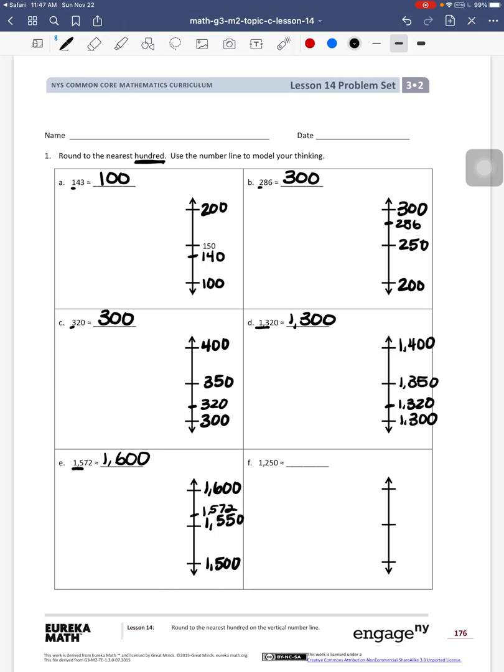All right, 1,250. Since, again, we're in the thousands, we're going to look at the first two numbers, which is 12. So 1,200. And 100 more is 1,300. In between is 1,250. Oh, look at that. We land right on that middle point. So when we land on that middle point, remember, we always go up, up, up. So our answer is 1,300. How'd you do? Great.